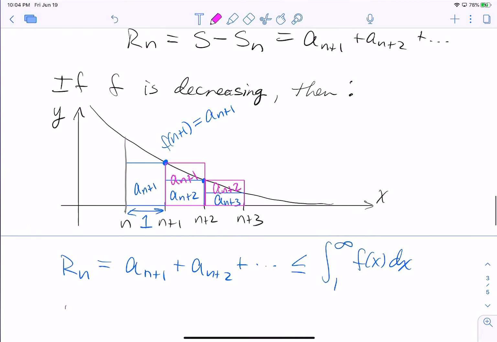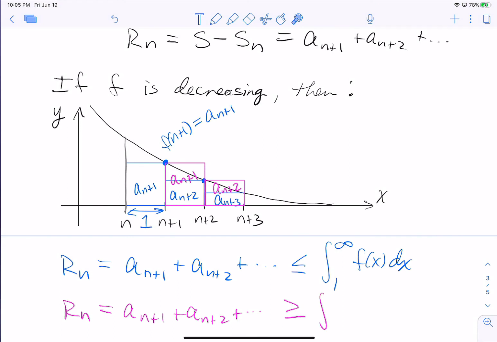So we can then say that the remainder sub n, which, as we already knew, is a sub n plus 1 plus a sub n plus 2, and so on, is, now look, these pink rectangles are above the function because we're using a left endpoint for a decreasing function. Therefore, all of these are greater than or equal to the integral.